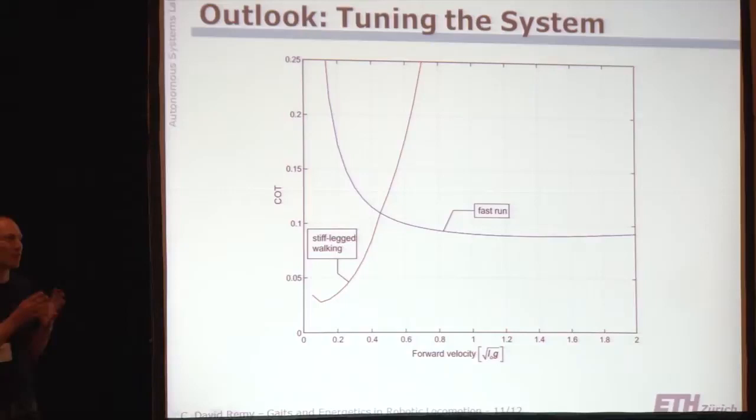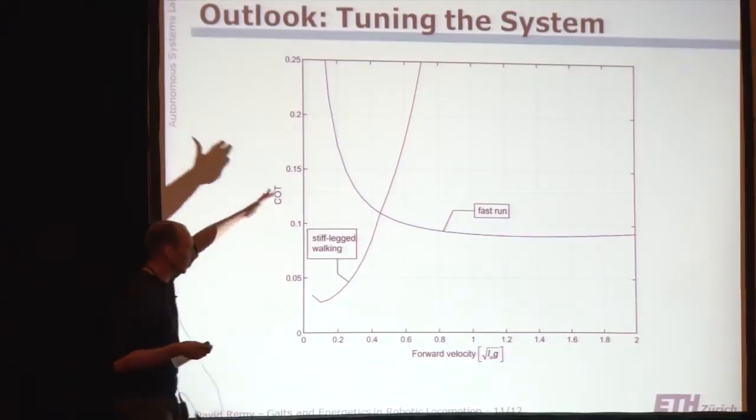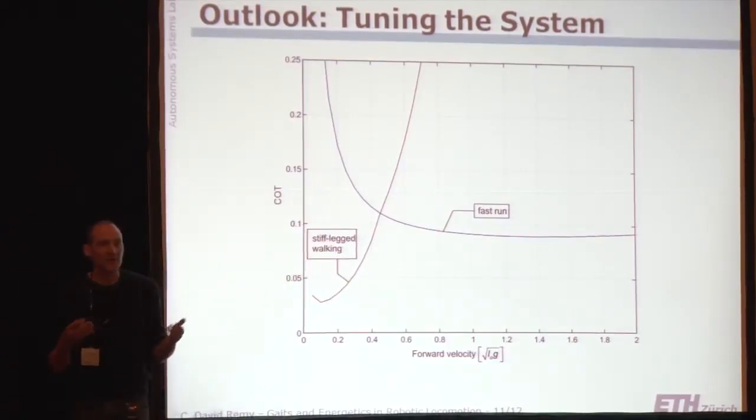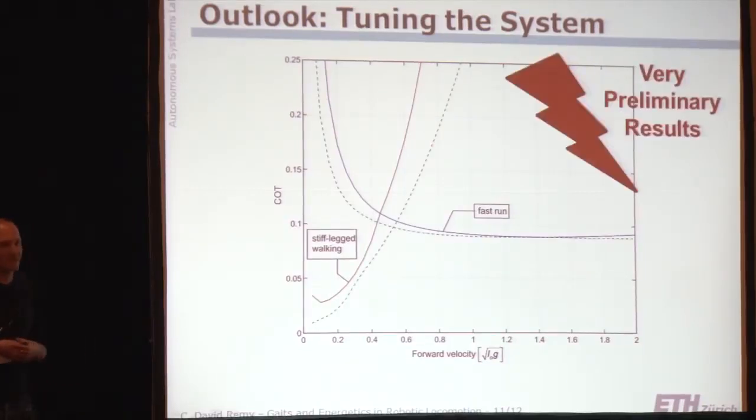So I allowed my robot to be perfect at any given velocity. And of course I was hoping that all this would go down and it would somehow tell me how to build the perfect running robot. And this is what happens. There's almost no change.